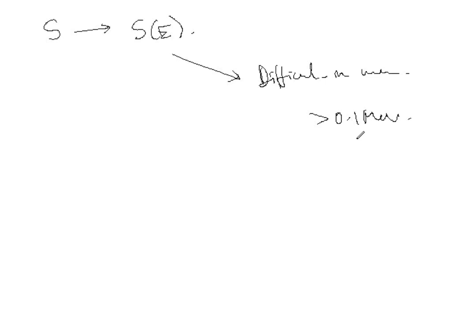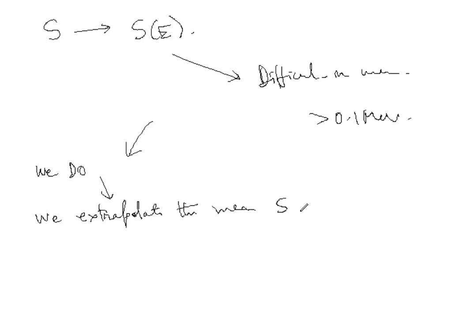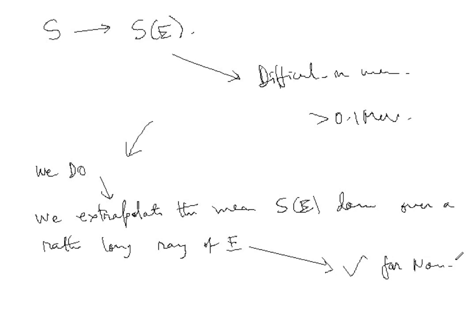So, what we do sometimes is that we have to extrapolate the measured S(E) downwards over a rather long range of energy. Now this can be done quite reliably for non-resonant reactions. This is okay for non-resonant reactions, in which case S is nearly constant or a slowly varying function of E. Right. The real problem arises in case of resonances in the energy range over which our extrapolation is included, and then the results become quite uncertain.